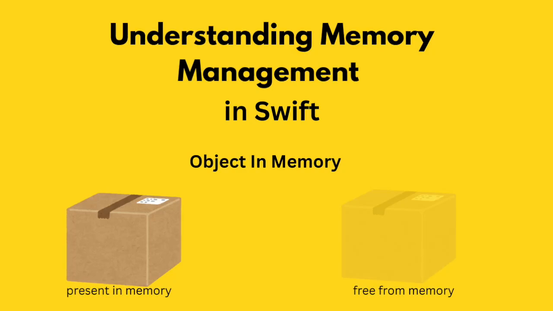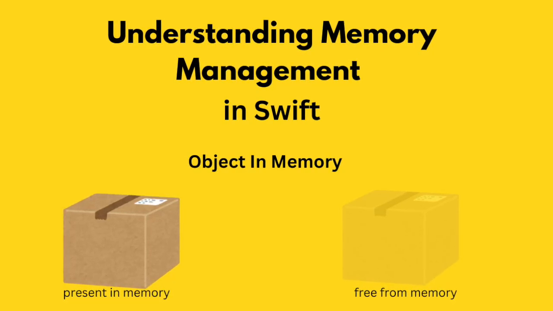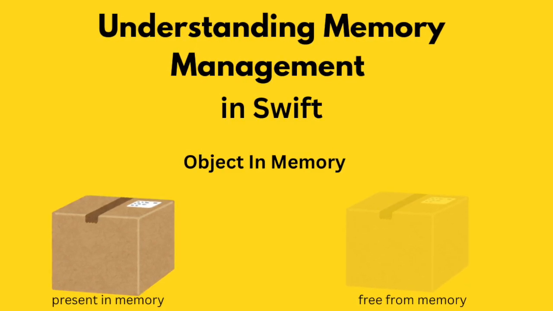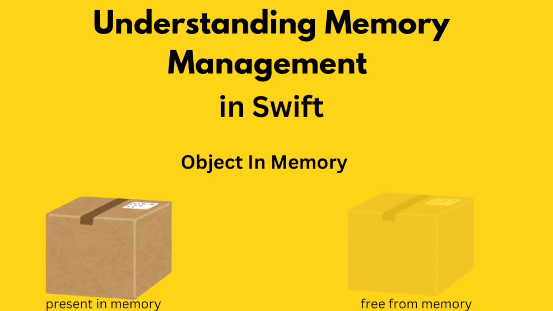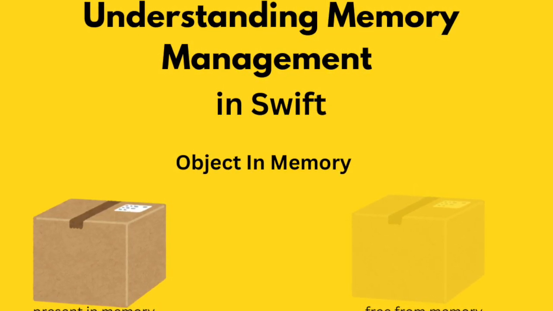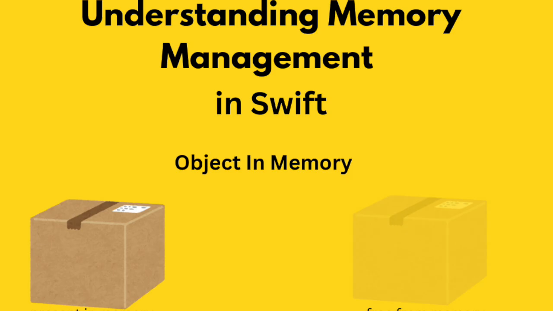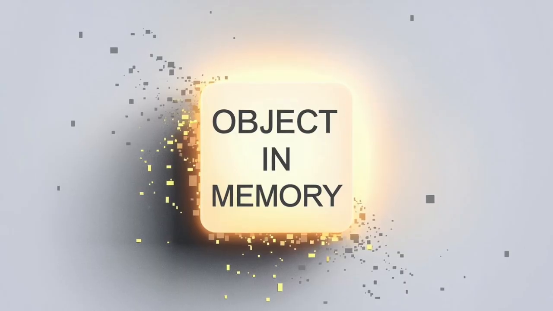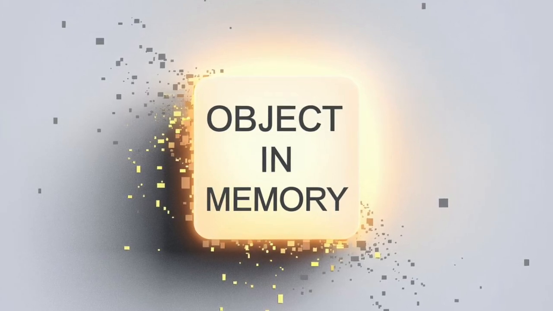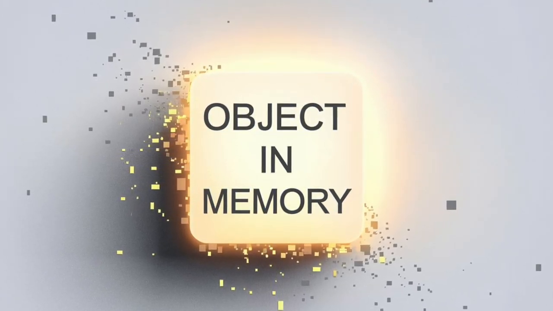Welcome back everyone. In this video, we are going to break down a common problem developers face in iOS, that is memory management. Swift uses something called ARC, or automatic reference counting, to manage memory. But if we are not careful, we can create retain cycles that cause memory leaks. Let me show you what that means and how to fix it.